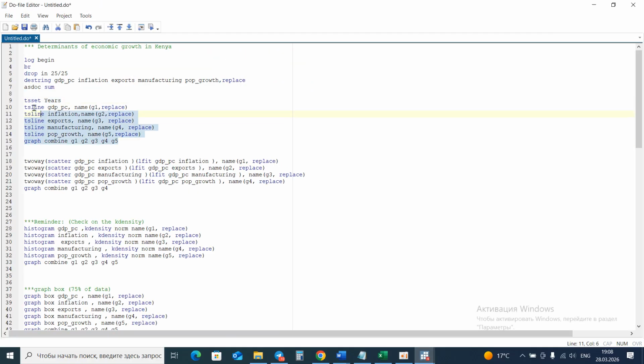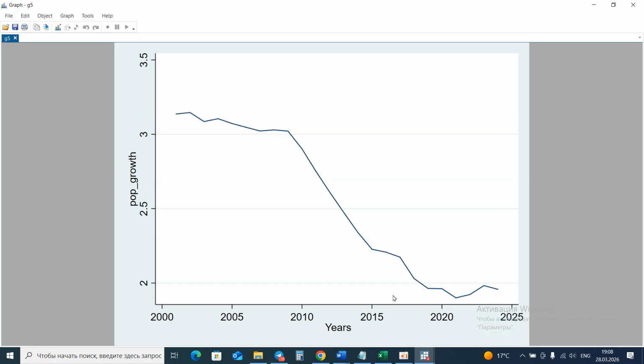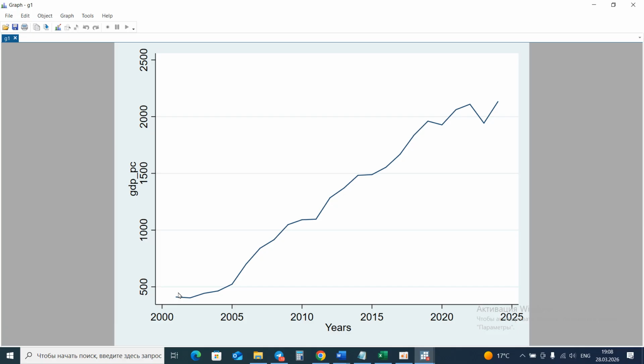So we give the next commands. That'll be the tsline, execute selection. Here are graphs and graph combine. So I'm gonna analyze only one of them. Okay, two. As you can see, it showed us the change in the GDP per capita over a 24-year period from 2001 to 2024. It has seen a dramatic increase from nearly 200 to 2150.